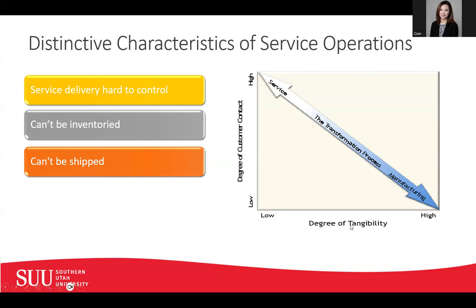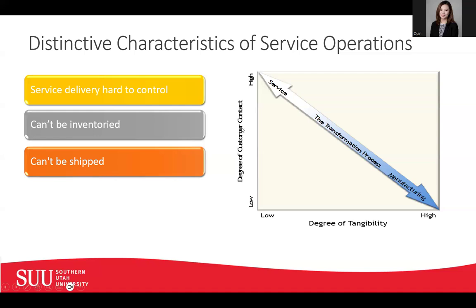If the degree of tangibility is really high, meaning you can touch it, you can smell it, you can see it, then this is what we call more like physical goods. Otherwise, it's service.